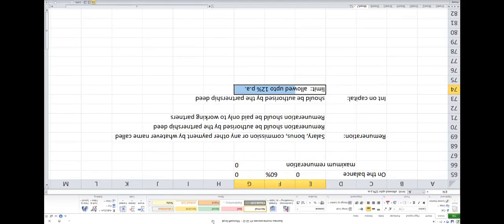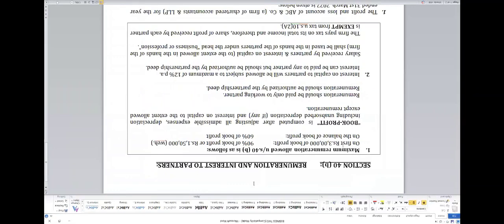Okay, now see, one by one, whether you have understood all this. Maximum remuneration allowed under 40B is as follows. On the first 3 lakhs of book profit, 90% or 1,50,000, whichever is higher. On the balance book profit, 60% allowed. It's the maximum allowed.